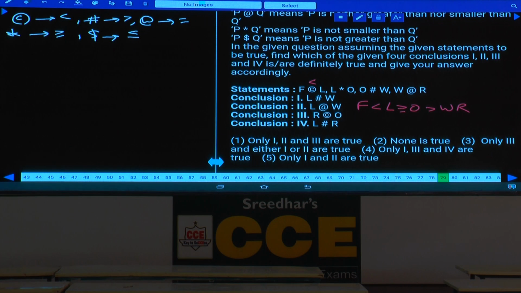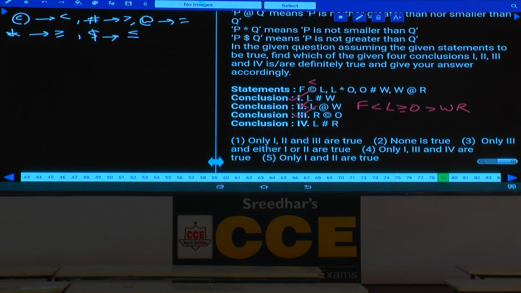Between L and W, definitely true. L at the rate of. At the rate of means L equals to W. L equals to W is false because L greater than W is true. Equal to is false. R copyright, R lesser than O. O greater than R, R lesser than O, definitely true.